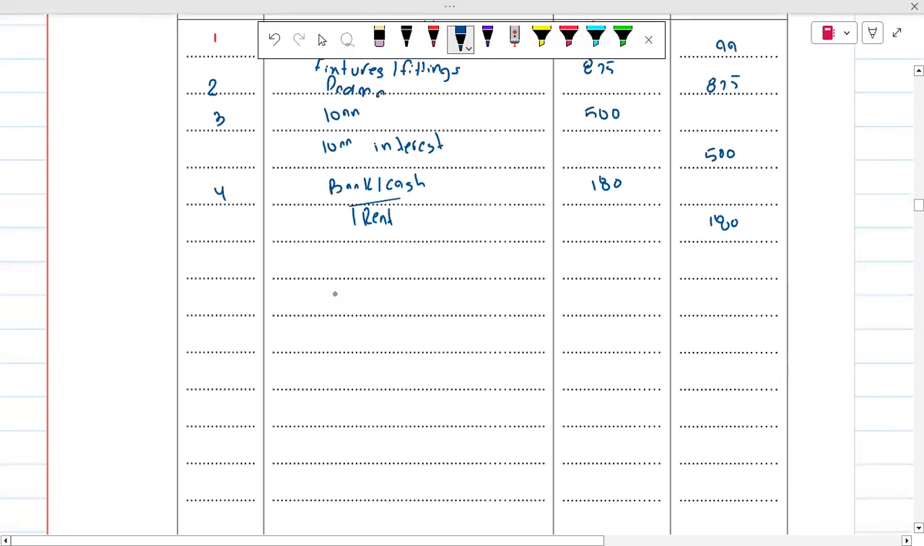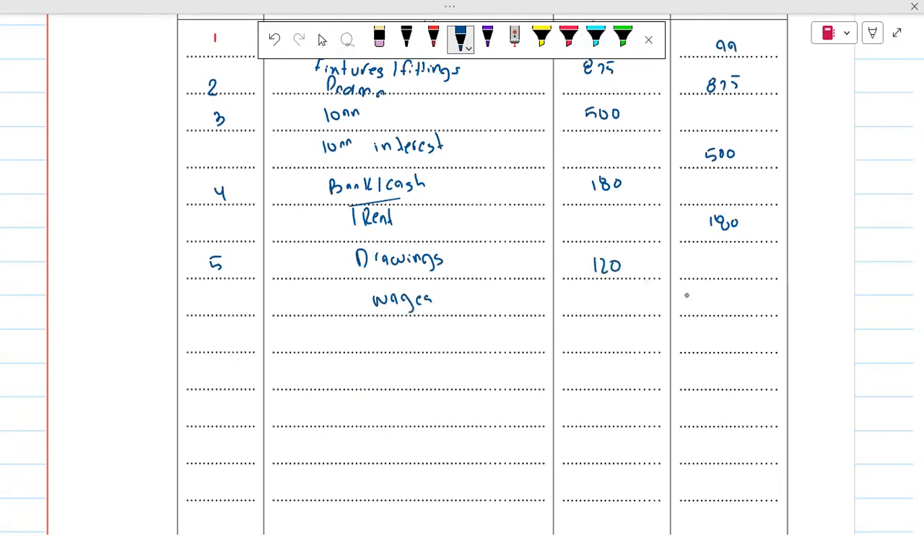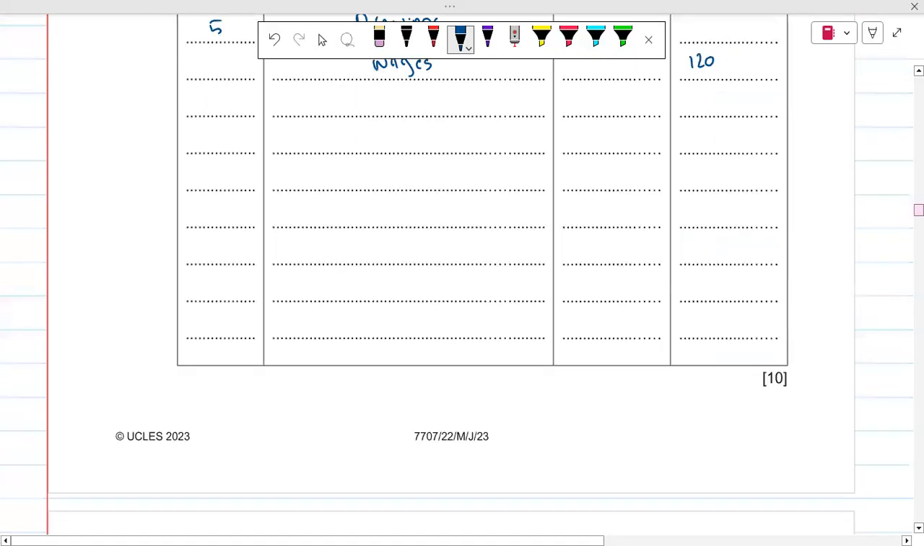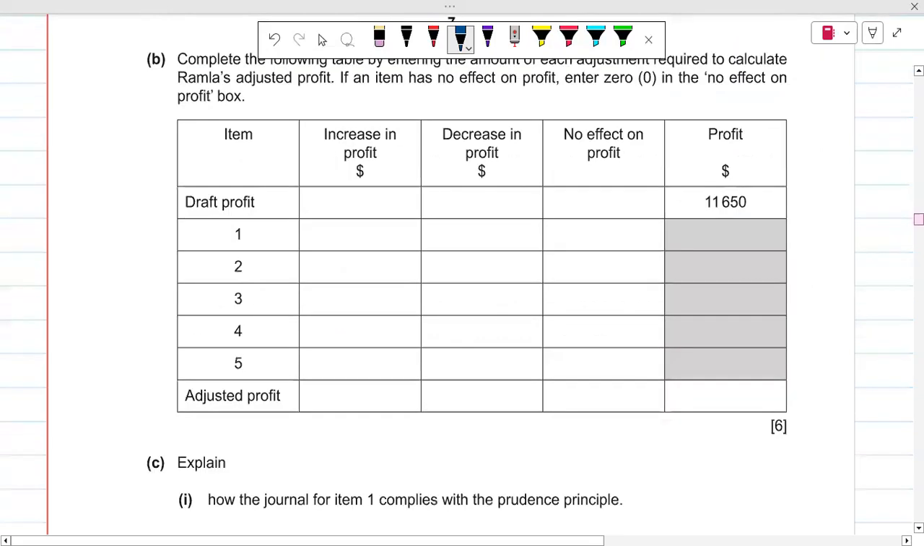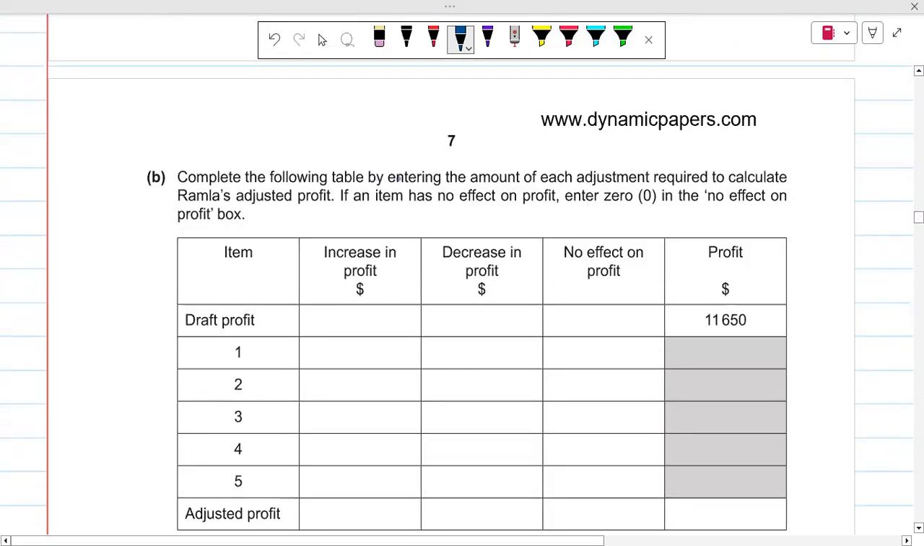So drawings would be debited. We are increasing our drawings and we are decreasing our wages. Okay, so we have done with this thing. So after that, we have the next part. In B part, complete the following table by entering the amount of each adjustment required to calculate Ramla's adjusted profit. If an item has no effect on profit, enter 0 in the no effect on the profit box. So this is our draft profit.